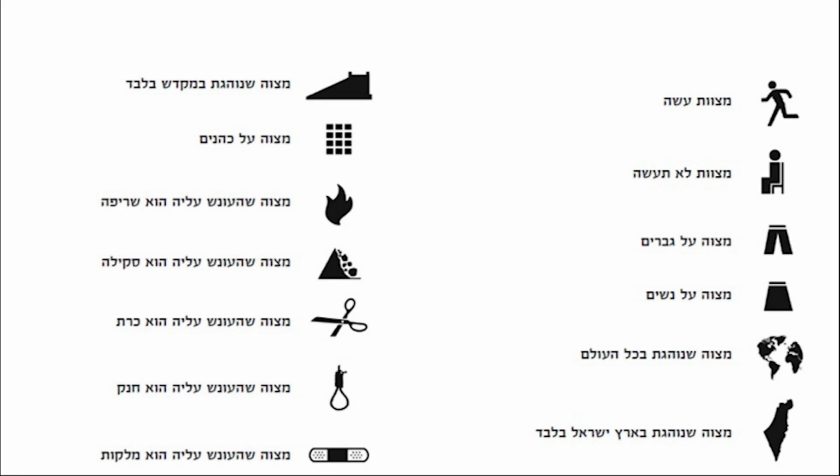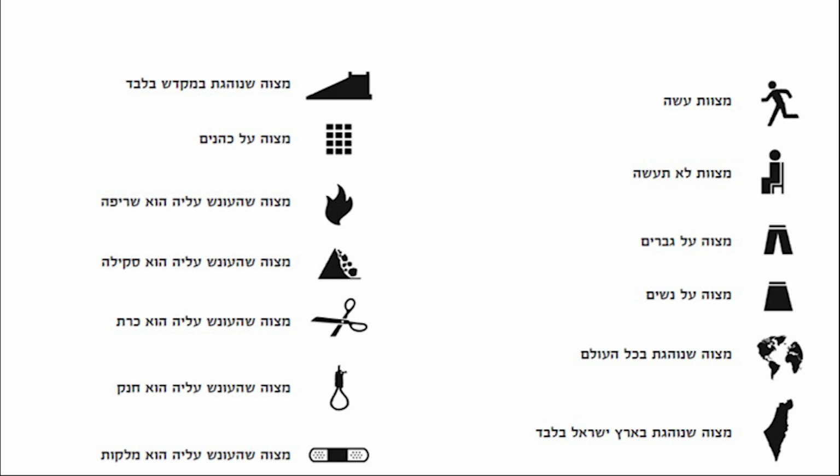Graphic symbols describe the type of mitzvah, active or passive, who the mitzvah obligates, for example, men, women, or kohanim, where and at what time it is relevant, for example, in the temple or in the land of Israel, and what is the punishment for not fulfilling the mitzvah.